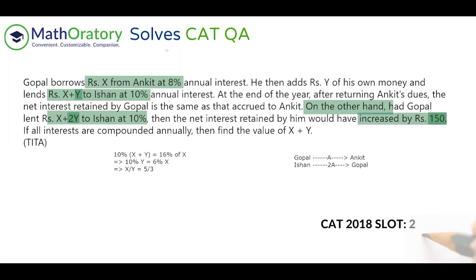So effectively what we now know is that 10% of Y is equal to 150, which you can do mentally also. This implies 100% is 1500, so Y is 1500. That's pretty simple. So now we know the X value also, since X by Y is 5 by 3.